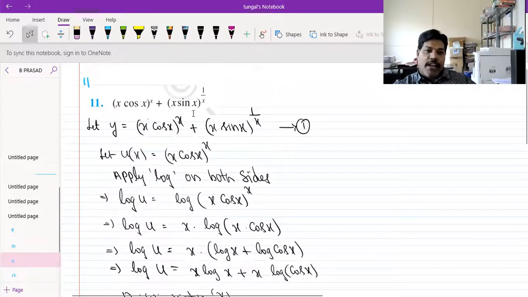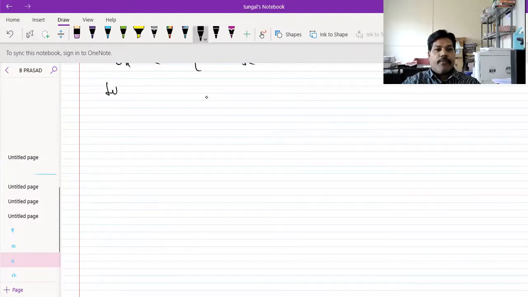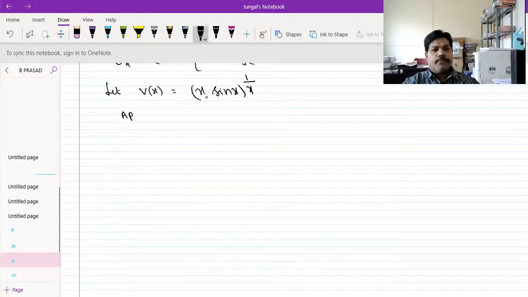Next, what is the function we will take? (x sin x) whole power 1 by x as v. So next, I will take v of x is equal to (x sin x) whole power 1 by x. So I will take this one function. Apply the log here, students. Apply log on both the sides.